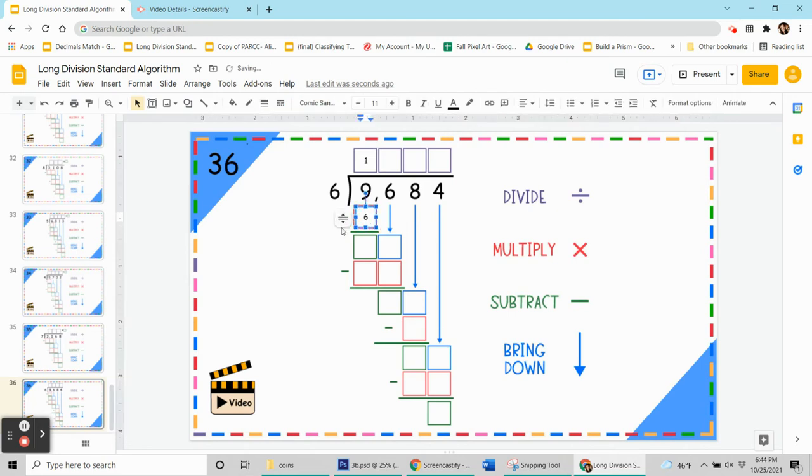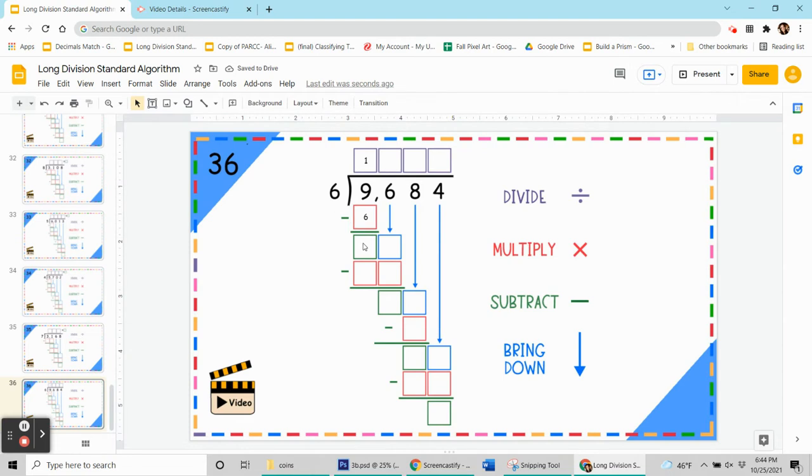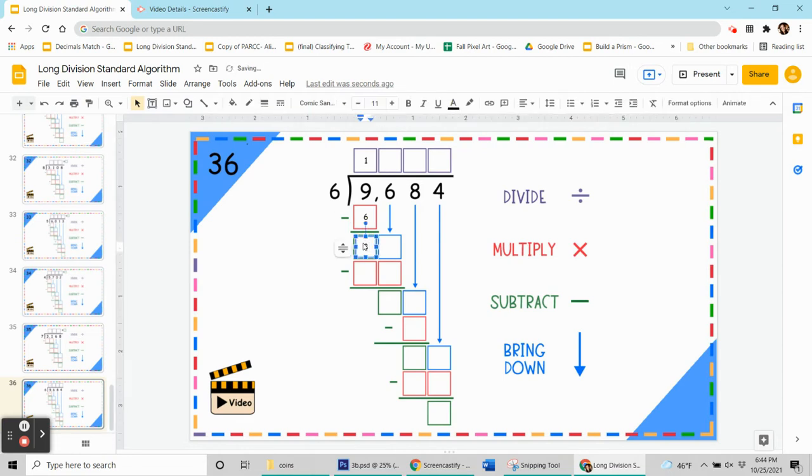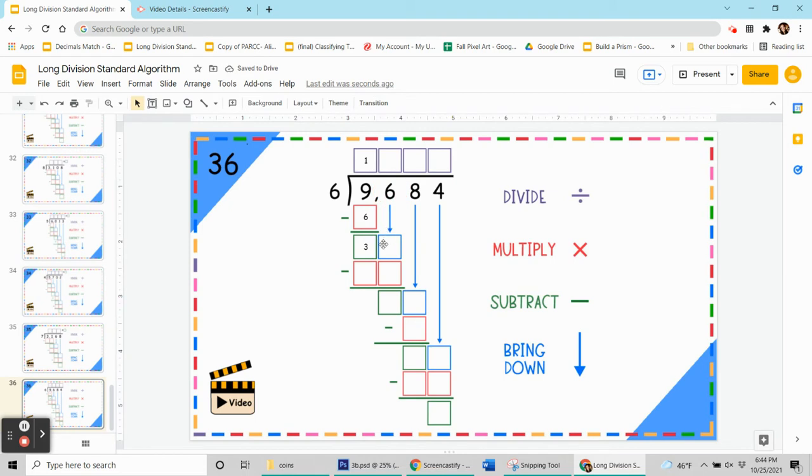Next step is to subtract. 9 minus 6 is 3. Now we bring down our next digit, which is the 6. We've reached the last step, so we start over. And what are we dividing? The last thing that we looked at, which is our 36.